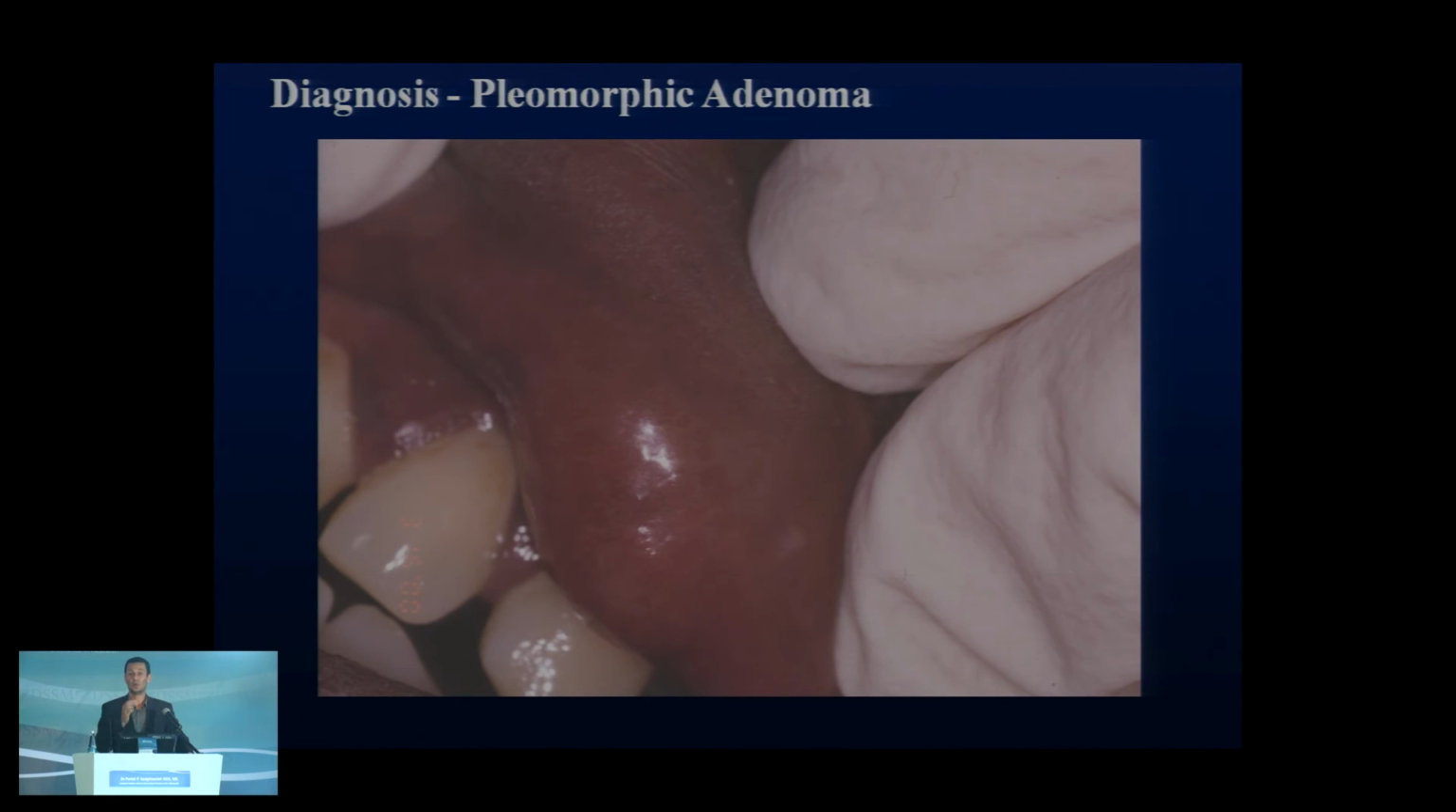Okay? You have minor salivary glands in most places under the mucosa in the mouth. Probably the gingiva is one of the few places you don't. Otherwise, in most locations, you can find a salivary gland here or there.